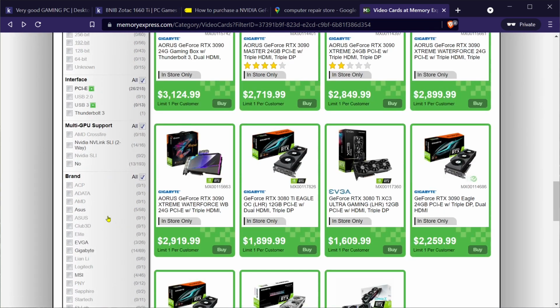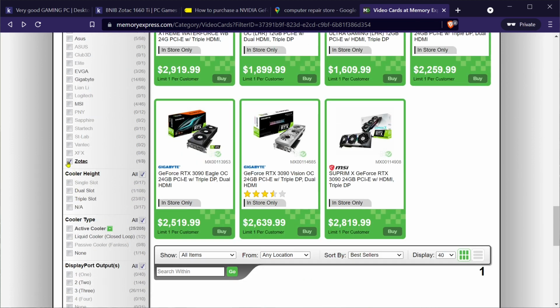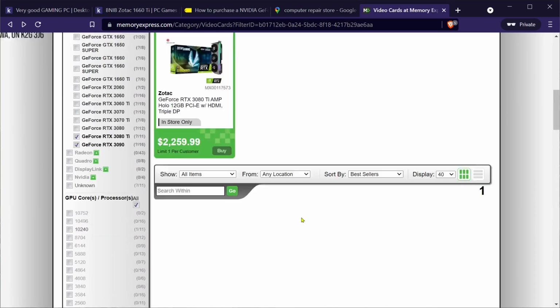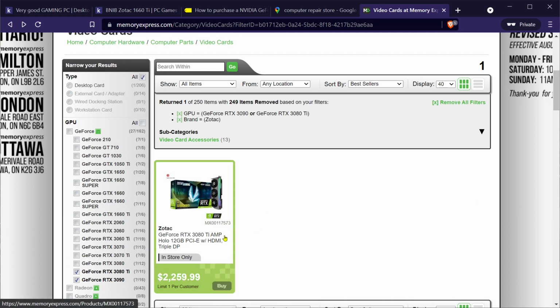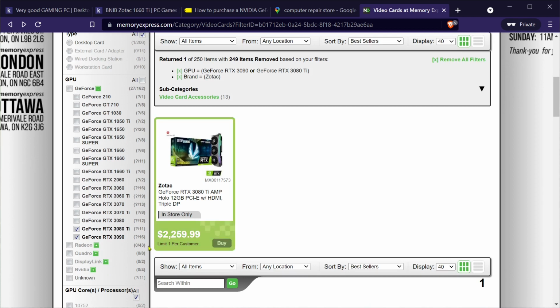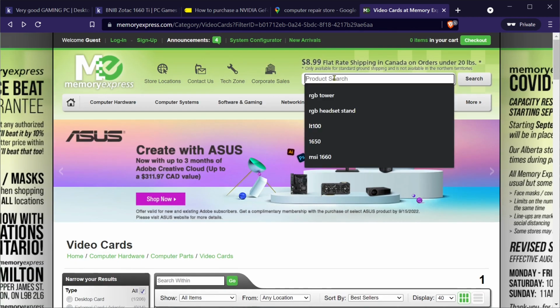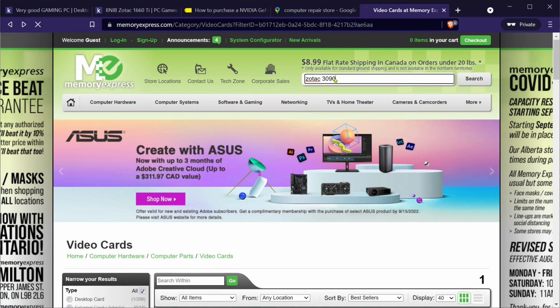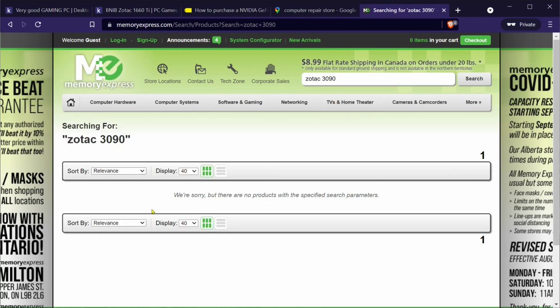Looking for the Zotac. Here you go, Zotac. Oh, look at that. They don't even list the Zotac 3090 on their own webpage. So the Zotac 3090 isn't even on the Memory Express webpage, but that very often is in the store. Interesting. It doesn't even show up on their website, but they carry this card. So there you go. That's one card that will never show up online that very often is on the shelf.